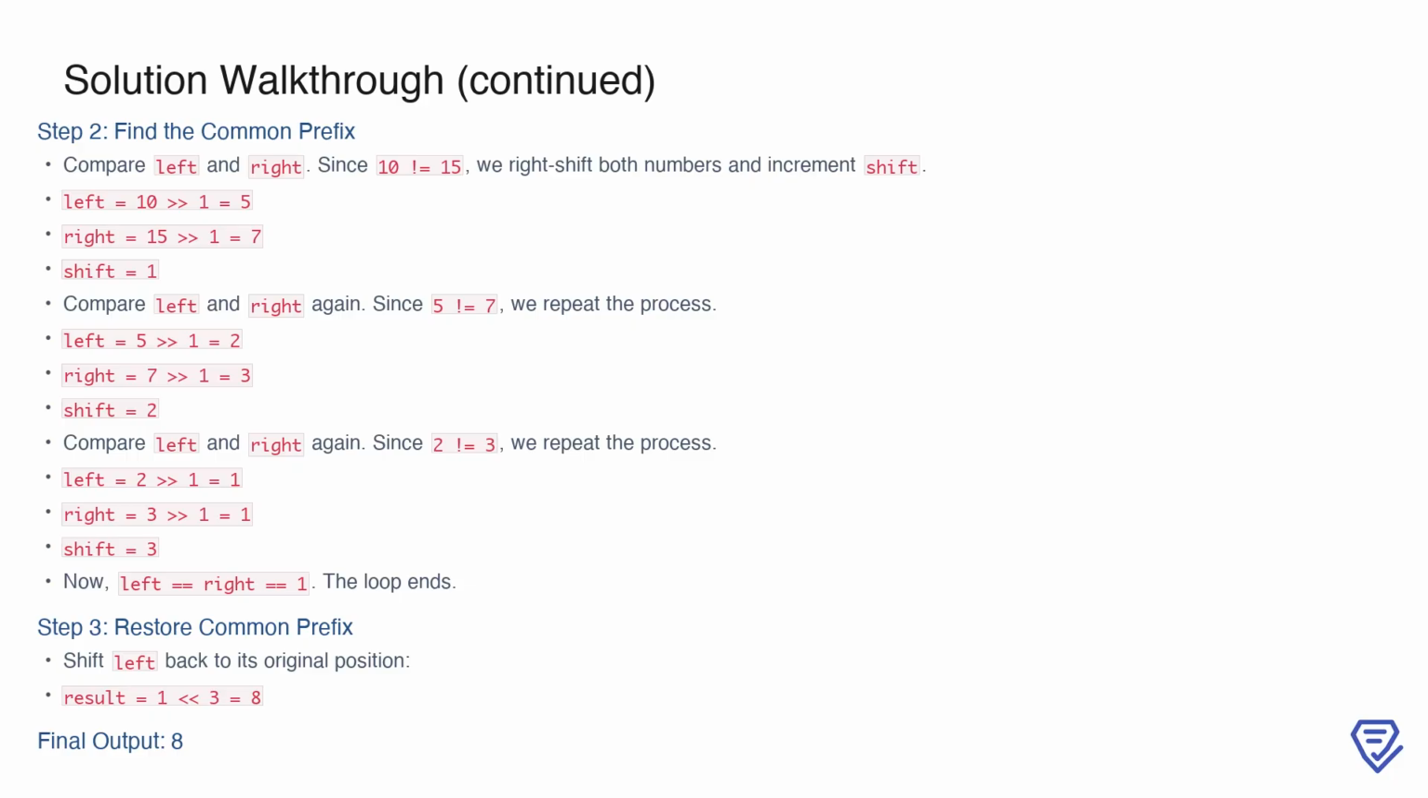Comparing them again, we see they are still not equal, so we repeat the process. This time, left becomes 2 and right becomes 3, while shift increases to 2. Since they are still not equal, we shift once more. Now, left becomes 1, right becomes 1, and shift is 3. At this point, the numbers are equal, meaning we've found their common prefix in the shifted form. To restore this prefix, we left shift left by 3 positions, resulting in 8. Therefore, the bitwise AND of all numbers between 10 and 15 is 8.